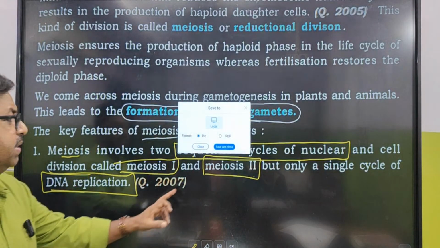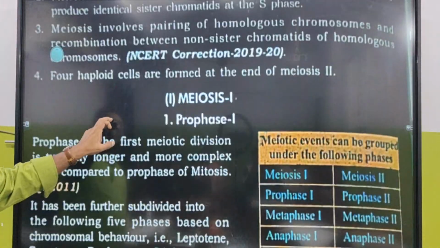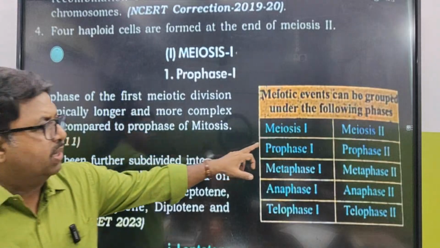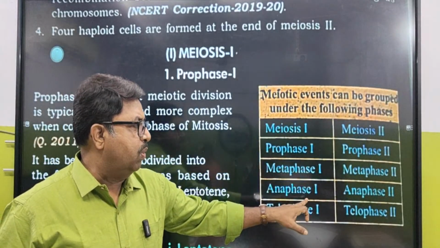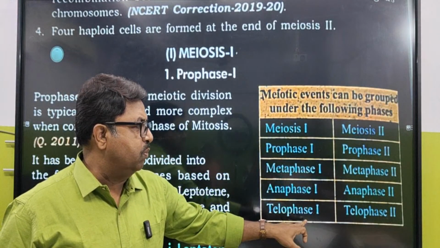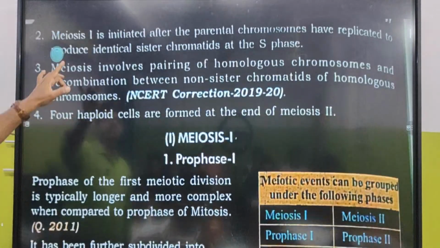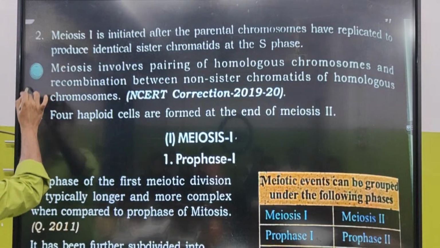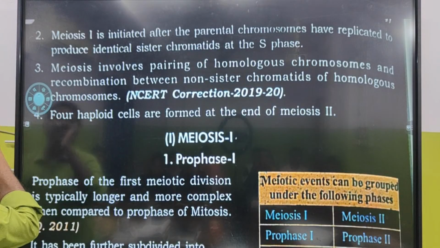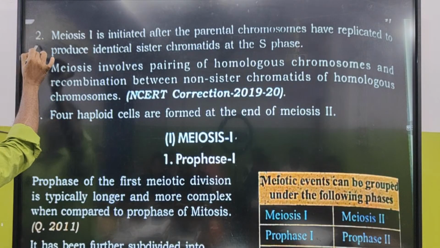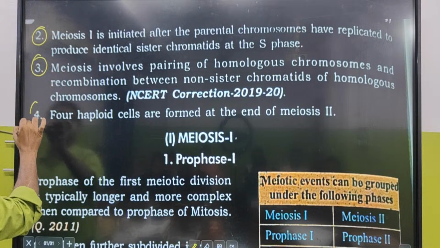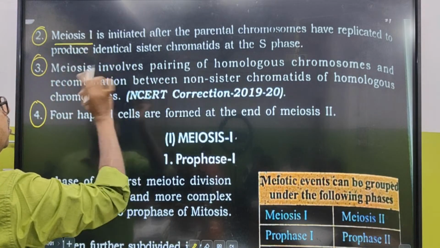This question came in 2007. Now you see, meiosis I contains prophase I, metaphase I, anaphase I, telophase I; meiosis II: prophase II, metaphase II, anaphase II, telophase II. Now, the most important thing: meiosis I is initiated. Mind you, how to study NCERT? All these points are very, very important. Each point is going to be one option for you.